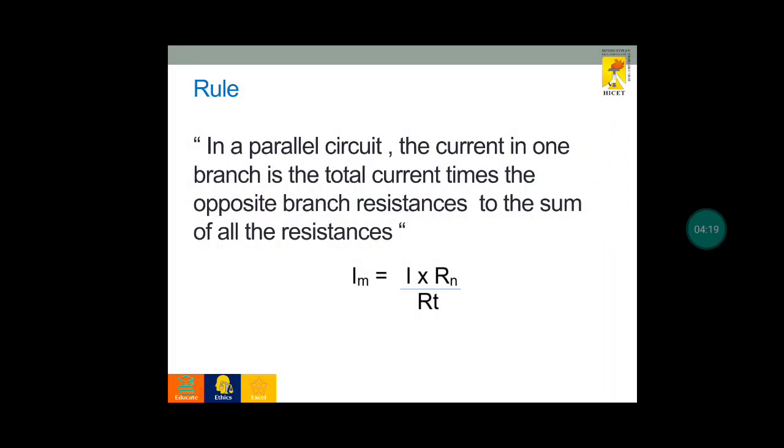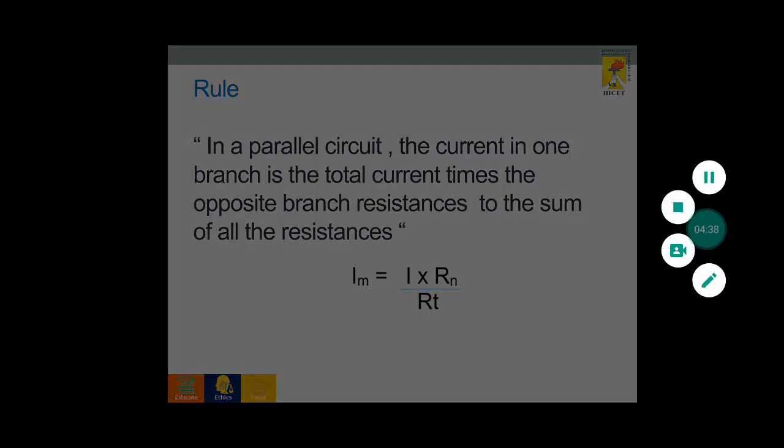So the rule is, in a parallel circuit, the current in one branch is the total current times the opposite branch resistance to the sum of all the resistances. That is, the current in one particular branch is equal to the total current into opposite branch resistance to the sum of all the resistances.